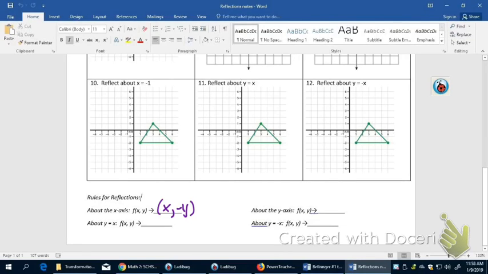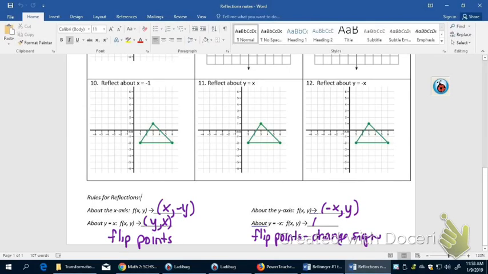With the y-axis, if you look at those graphs that went over the y-axis, pick a point. What changed? The x value changed. So it became negative x, y. If it goes across y equals x, we flip the points, right? And so that's y, x. It just flips it. Y equals negative x: flip the points and change the sign. So it's negative y, negative x.